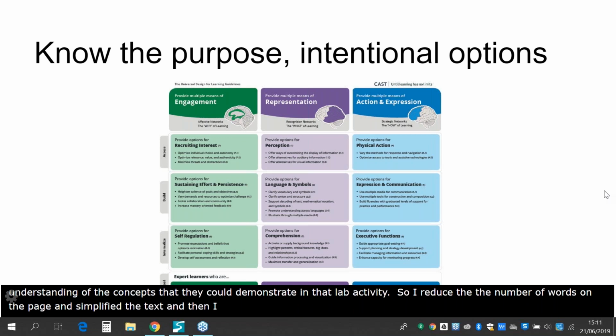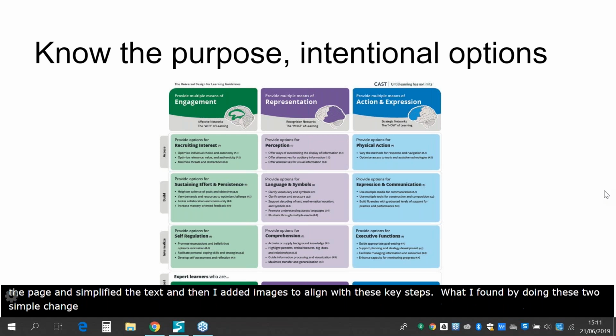Now, these changes probably seem like not a big deal at all. In fact, it might have even sounded like I'm making this lab too easy. But in fact, what I found by doing these 2 simple changes, I actually tremendously increased the rigor of my lab, because students were no longer stuck trying to decode or comprehend the text.